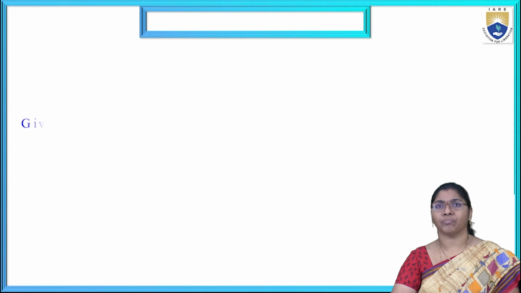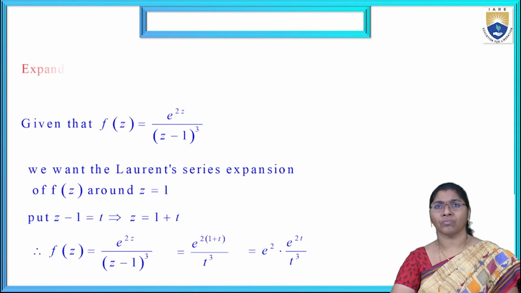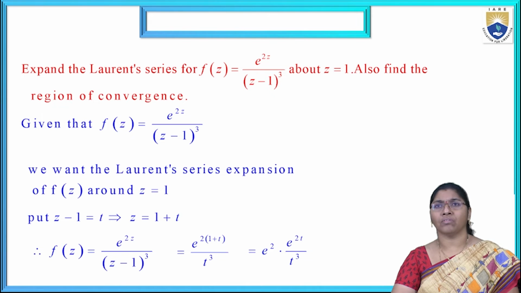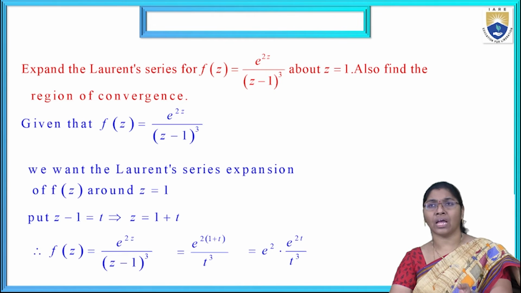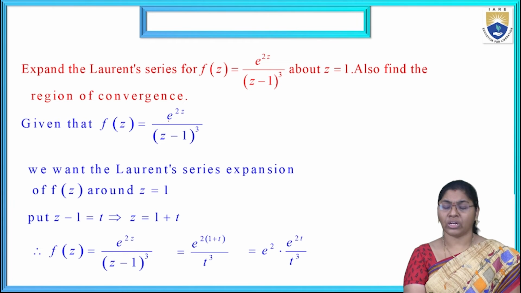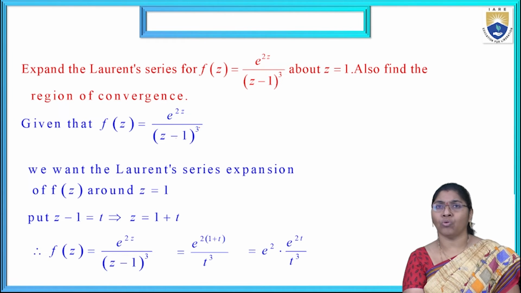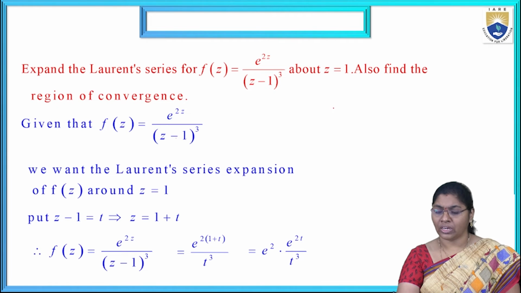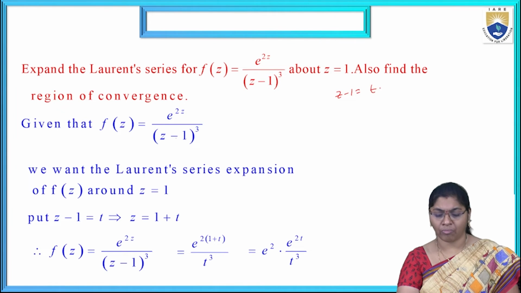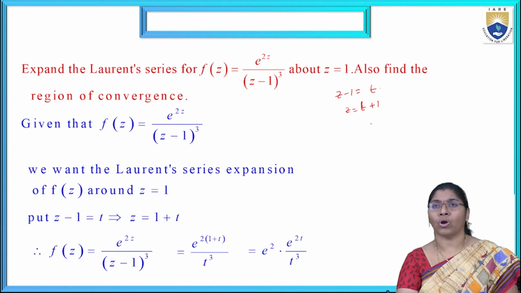This is also satisfied. Now another one: expand the Laurent series for f of z equal to e power 2z by z minus 1 whole cube about z equal to 1. Also find the region of convergence. Here they have given z equal to 1, only one region is there. Now we can convert f of z equal to e power 2z by z minus 1 whole cube. Now z minus 1 equal to t; by using Laurent, we substitute z equal to 1 plus t.